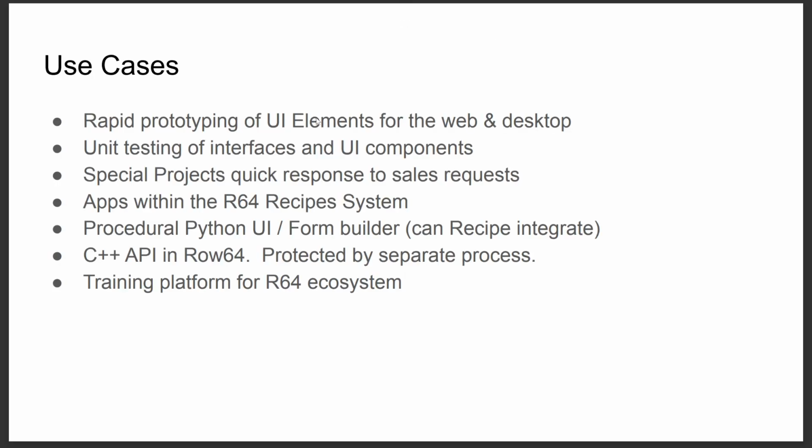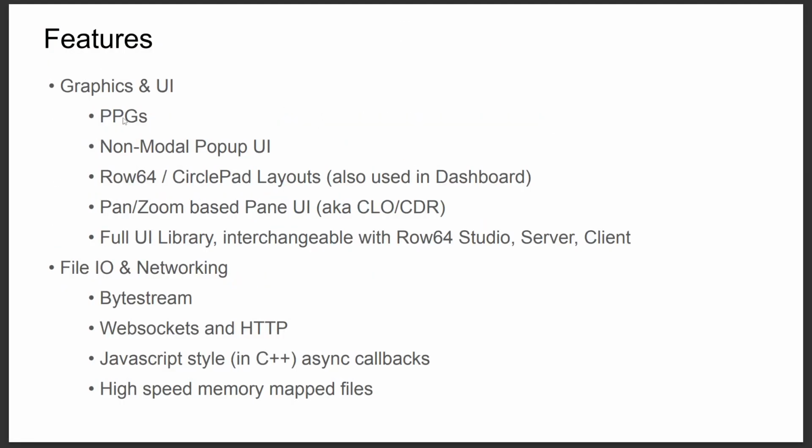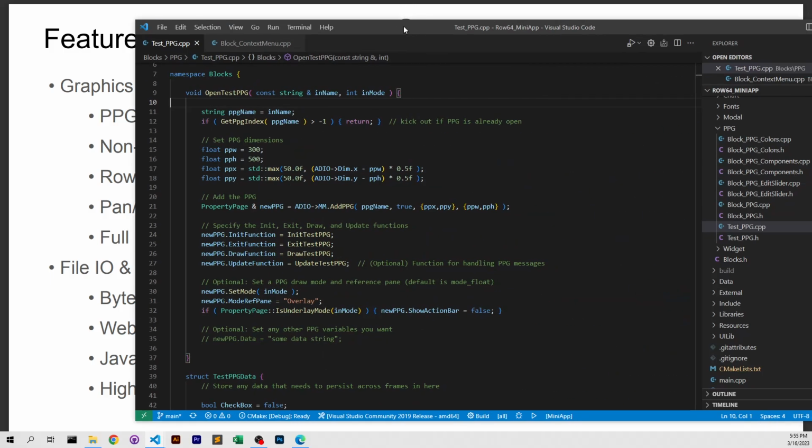And just in terms of features, it does a lot. It has the PPG system, it has layouts, it has the zooming panning I showed, it's interchangeable, and it has quite a few networking calls. So you can make tools that interact with the Row64 server, which we need.